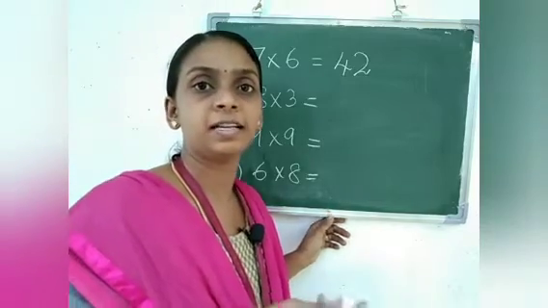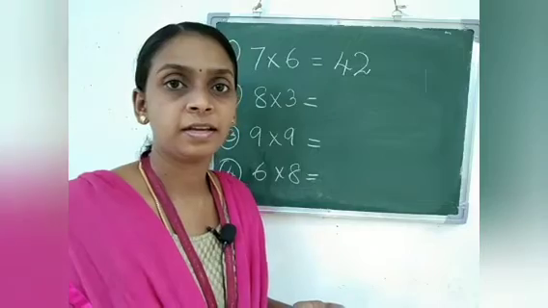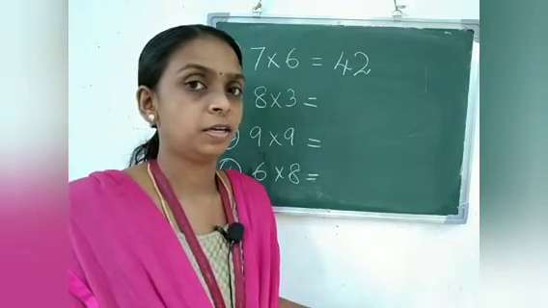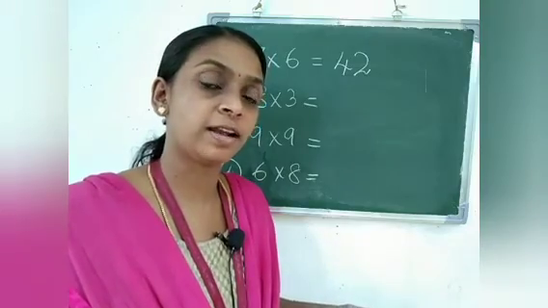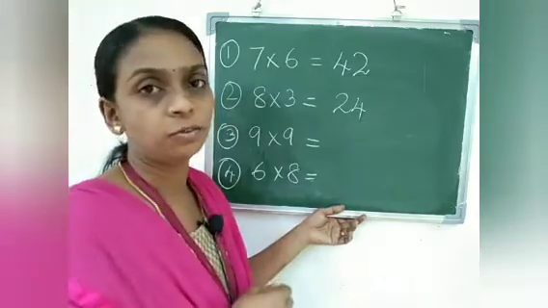And next, 8 3s are what? 8 3s are, tell me. You can recite the table of 8 or 3. So what is the answer of 8 into 3? 8 3s are 24.